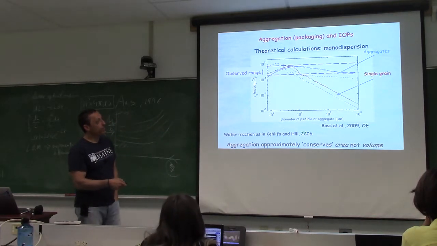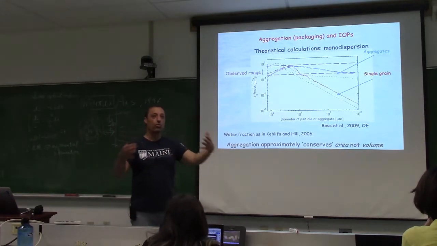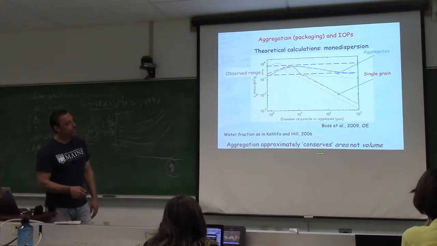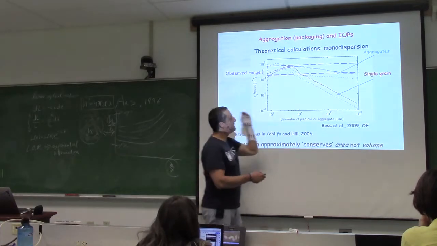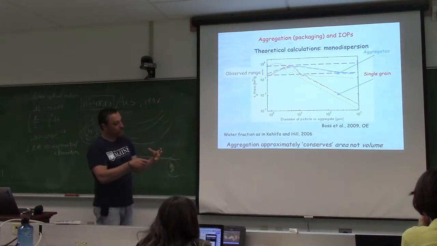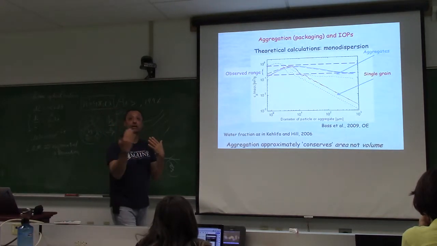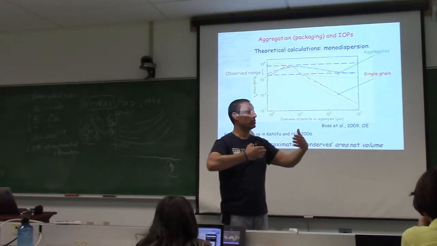So the water fraction is based on a paper where they tell you the bigger it is, the more water there is in it. So aggregation approximately conserves area and not volume. This is not just acceptance angle, I'm sorry. It's the fact that you have less surface area to volume as you go to a big particle. And basically aggregates conserve cross-sectional area, because the parts that make the aggregate are not shading each other.